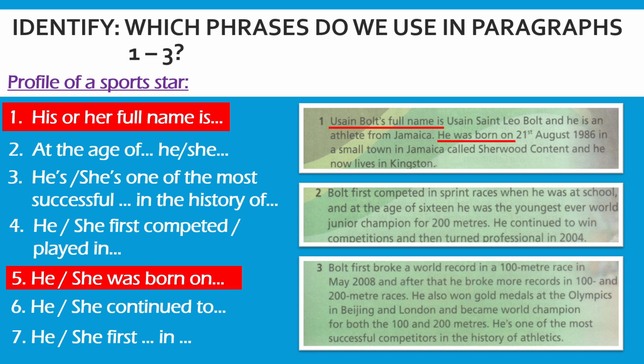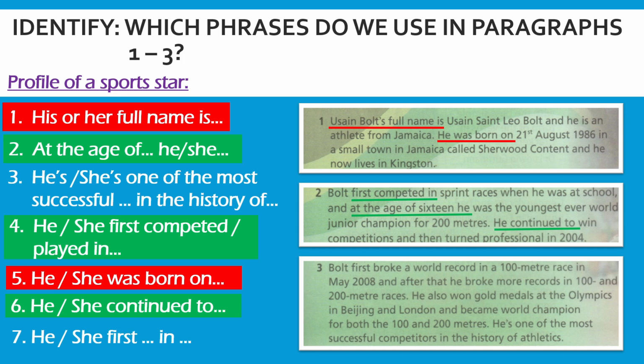Paragraph number 2. Bolt first competed in sprint races when he was at school. The first sentence is already using the 4th key phrase, and at the age of 16, he was the youngest ever world junior champion for 200 meters. This sentence is using the 2nd key phrase. He continued to win competitions and then turned professional in 2004. And the 3rd sentence is using key phrase number 6. So these are the answers.